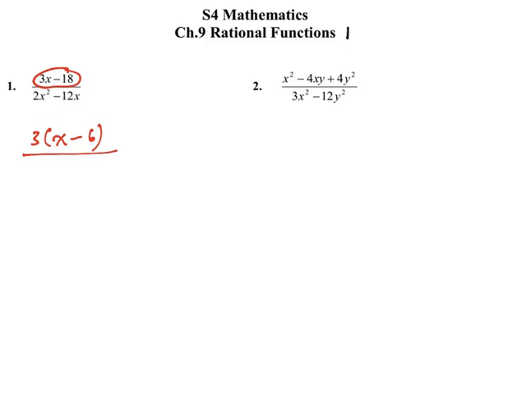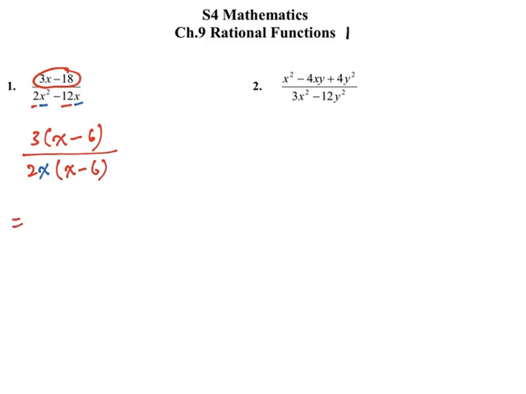For the denominator, we can see 2 and then 12, so the common factor for the numbers is 2. And for x squared and x, the common factor is just x. So it becomes x minus 6, because 12 divided by 2 is 6. x is taken already, so just this one.